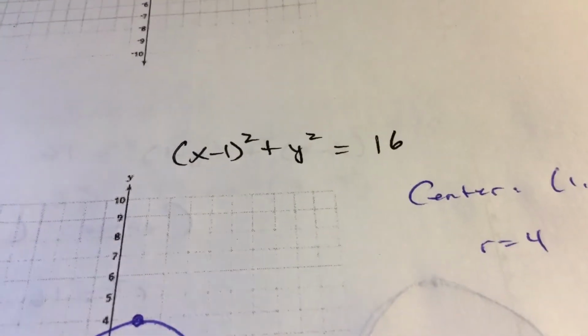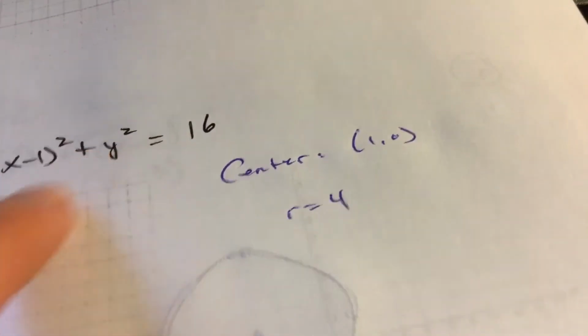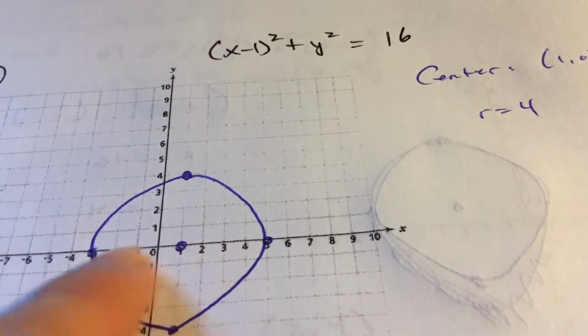All right, your center here is 1. If there's nothing there, it's 0. 1, 0 is your center. And again, the radius is 4. Up 4, right 4, down 4, left 4.